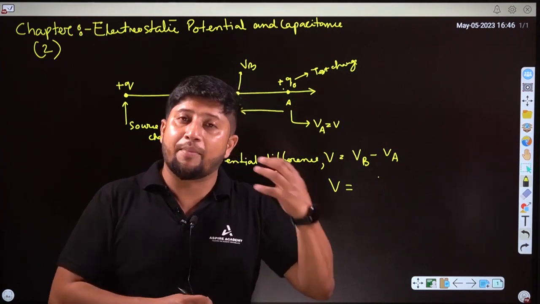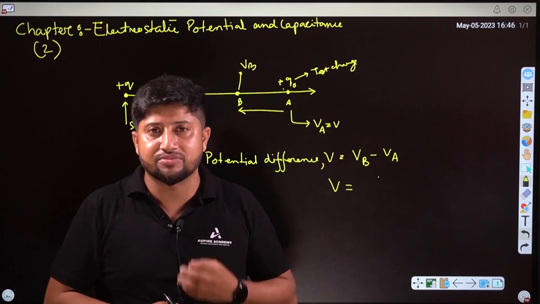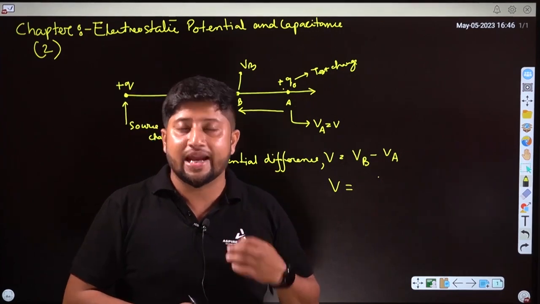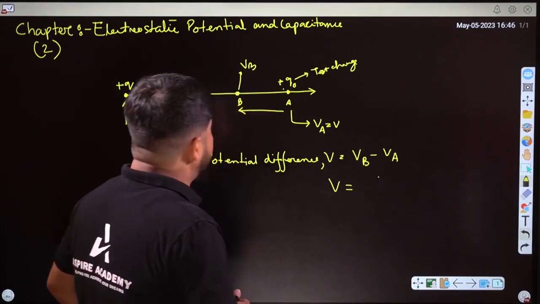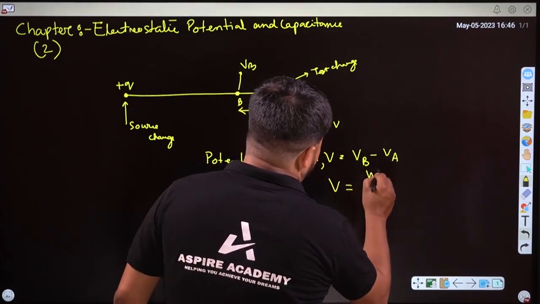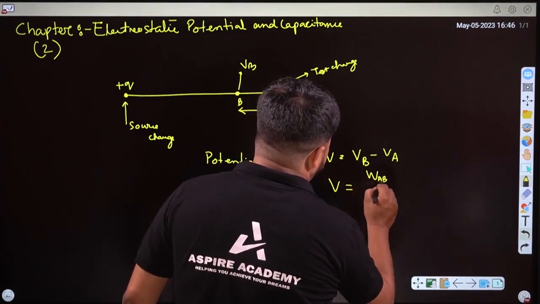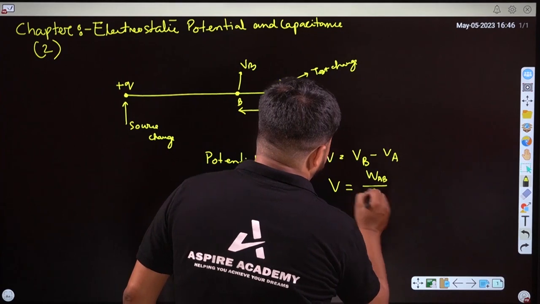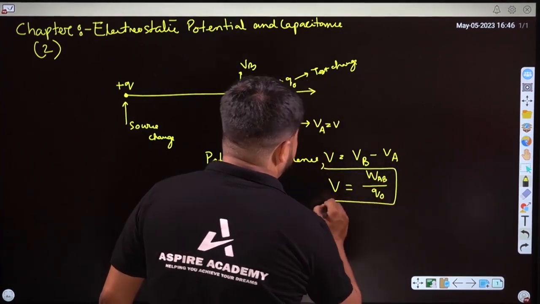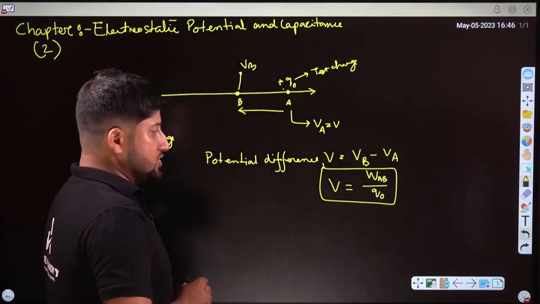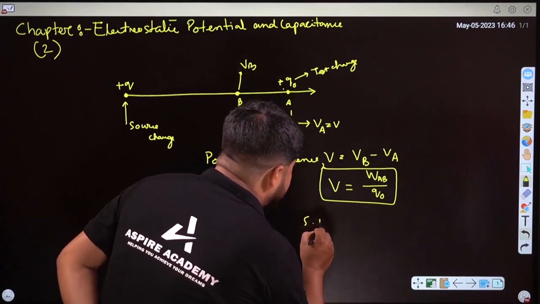Again I say, it is the amount of work done in bringing a unit positive charge from one point to another against the electrostatic force. This is called potential difference. Now this is called W from A to B; if we take W_AB divided by Q naught, this is the general formula for potential. So now, what is the SI unit?